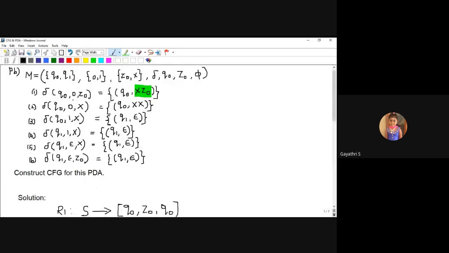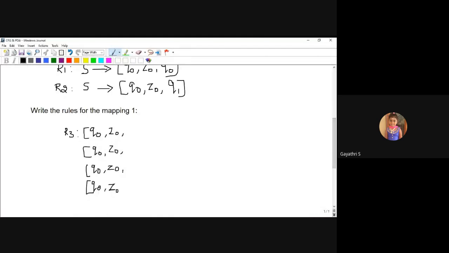So I write the first element q naught and the second element z naught. Then for the third element, it is applicable for all problems, I have to write the number of states which are possible, which is q naught and q1. Two times I have to write q naught, then two times I have to write q1. This is applicable for all types of problem. So this is the left hand side of the production, which is over.